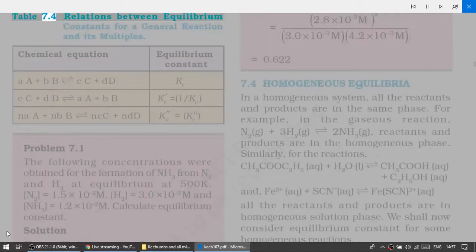Table 7.4. Relations between equilibrium constants for a general reaction and its multiples. For the chemical equation aA + bB ⇌ cC + dD, the equilibrium constant is Kc. For cC + dD ⇌ aA + bB, it is K'c = 1/Kc. For naA + nbB ⇌ ncC + ndD, it is K''c = Kc^n.